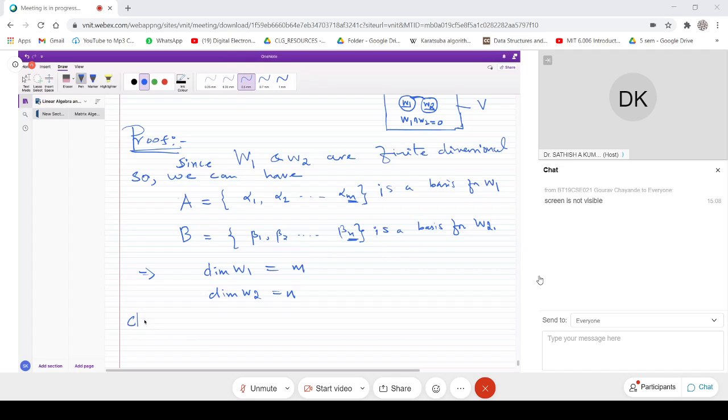Now, what do we want to claim? Now we want to claim that the dimension of W1 plus W2 is the same as the dimension of W1 plus the dimension of W2. This is what we want to prove.